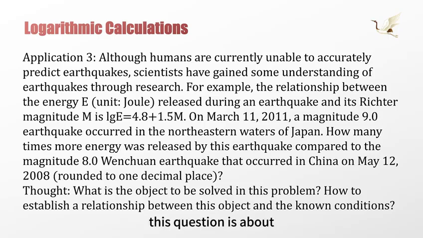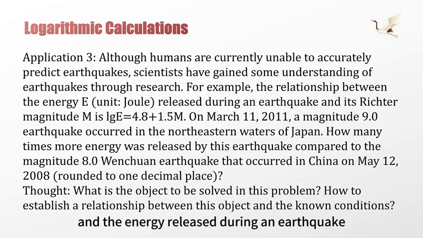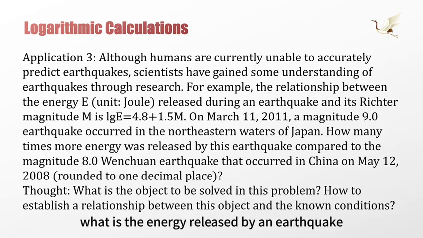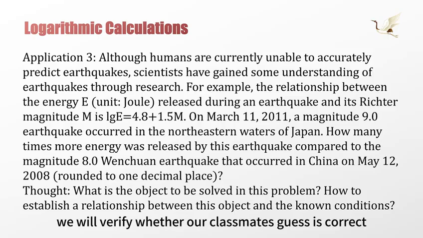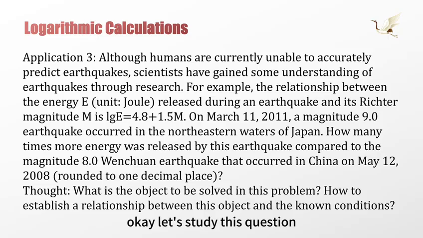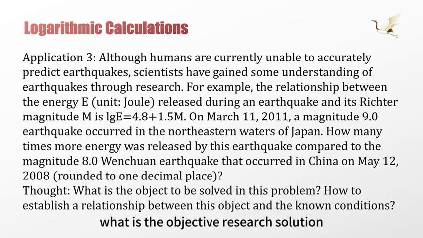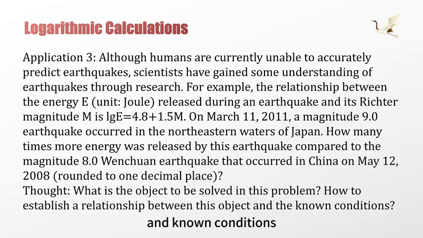This question is about the relationship between the Richter scale of an earthquake and the energy released during an earthquake. Everyone can guess first. What is the ratio of the energy released by earthquakes that differ by 1 magnitude on the Richter scale? After we calculate later, we will verify whether our guess is correct. Okay, let's study this question. Firstly, what is the object of research? How to establish a relationship between this object and known conditions?